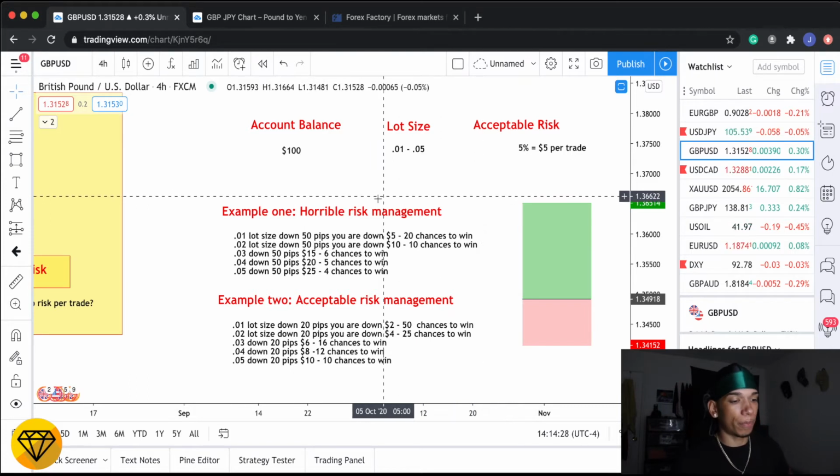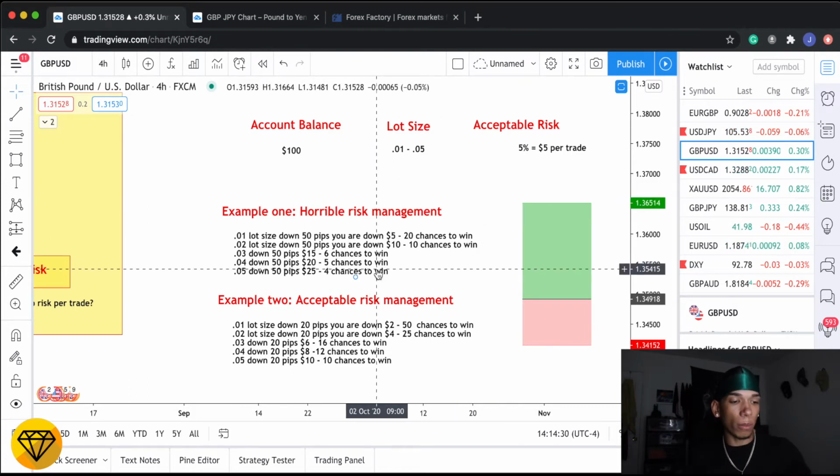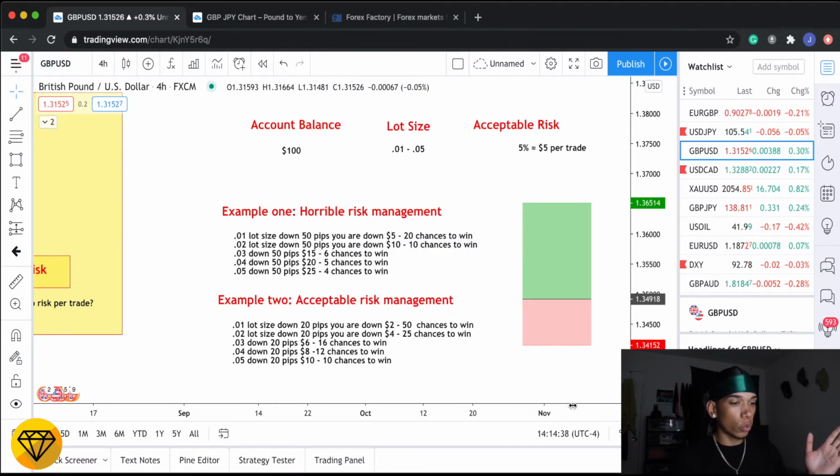So back to example number 1, horrible risk management. If you have a $100 account and you are in a trade with a cent lot size and you are down 50 pips, we're going to talk about drawdown, right? We're not going to talk about profits simply because I want to get you guys in the mindset of psychologically being prepared for losses, right?